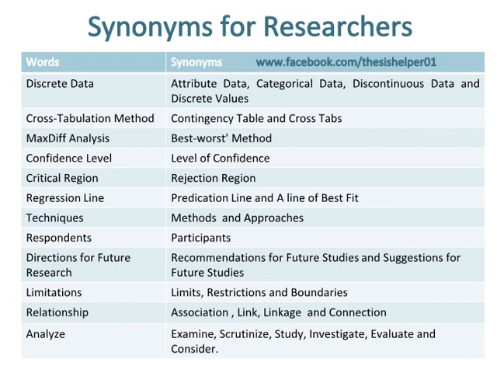Synonym of critical region is rejection region. Synonyms of regression line are prediction line and a line of best fit. Synonyms of techniques are methods and approaches. Synonym of respondents is participants. Synonyms of directions for future research are recommendations for future studies and suggestions for future studies.